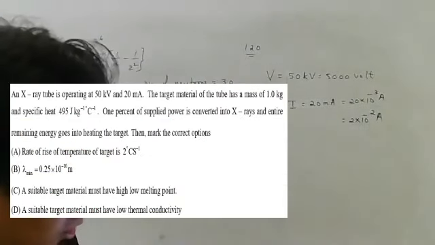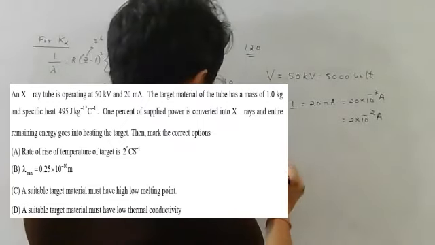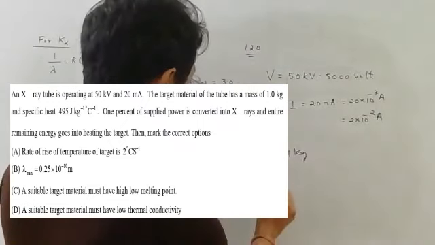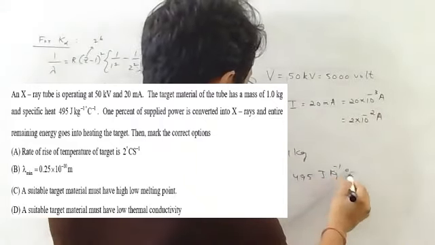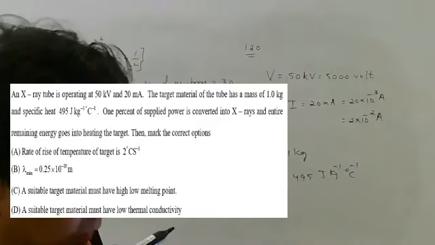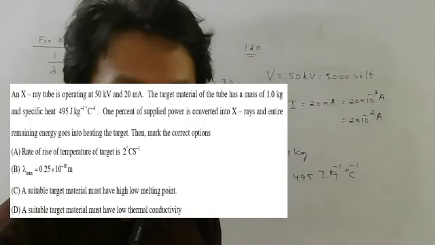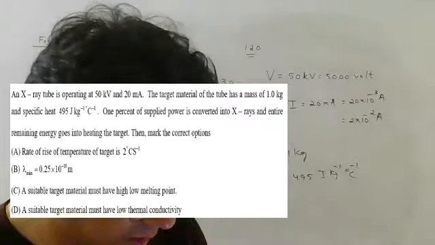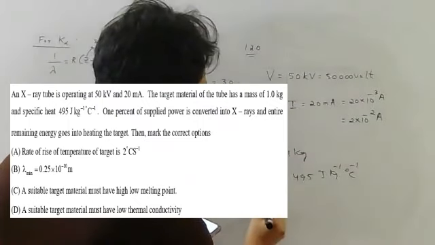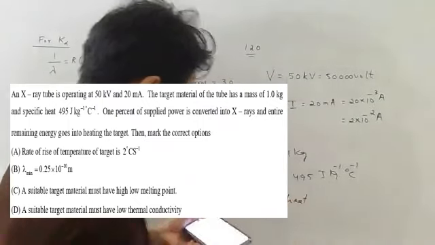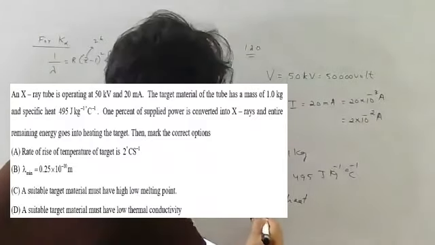The target material has mass 1 kg and specific heat 495 joules per kg per degree Celsius. 1% of the supplied power is converted into X-rays. See, I told you only 1%. Correct, 50,000, one more zero. 1% only is converted into X-rays. So 99% goes into heat, 99% of input energy.